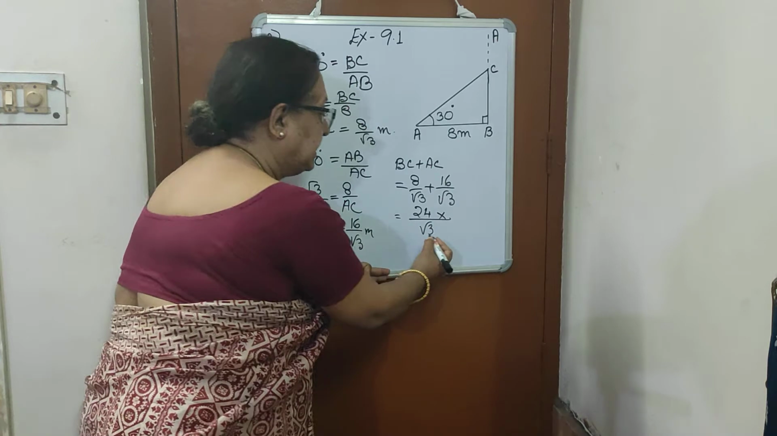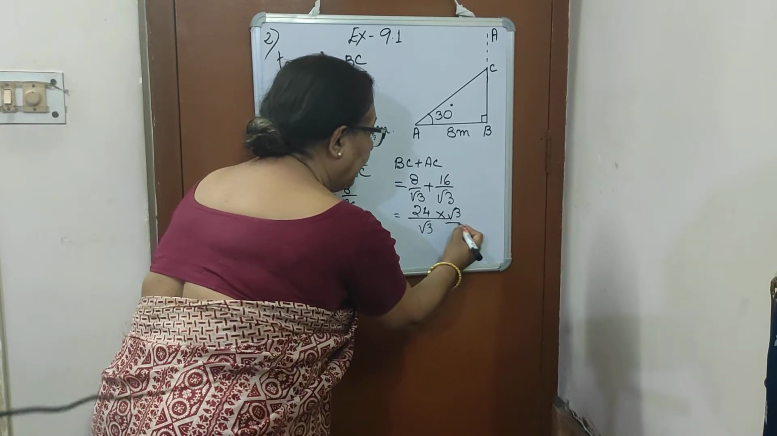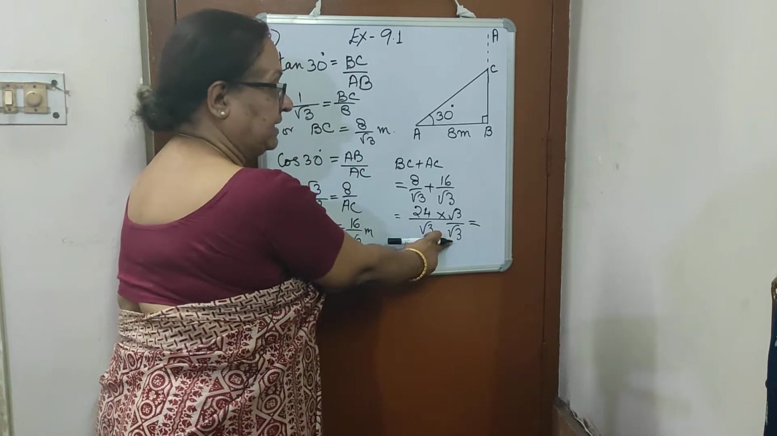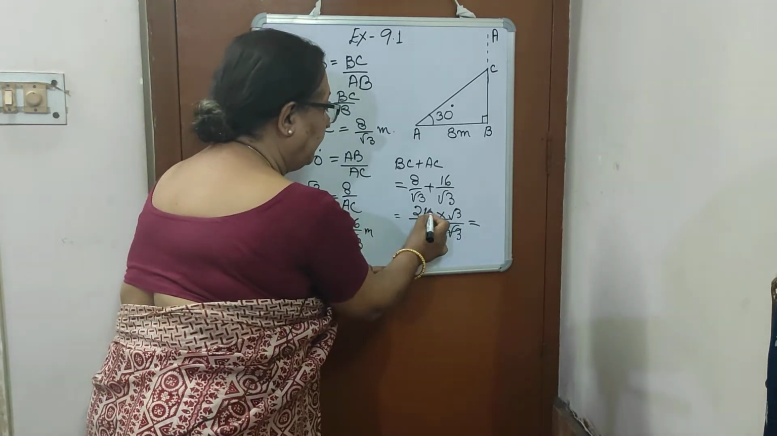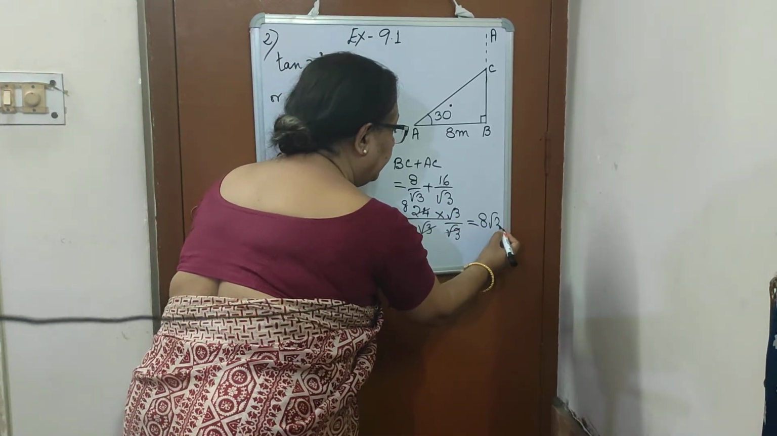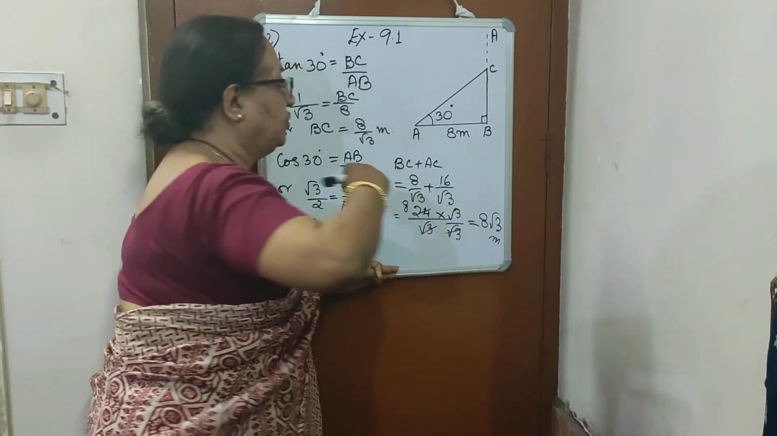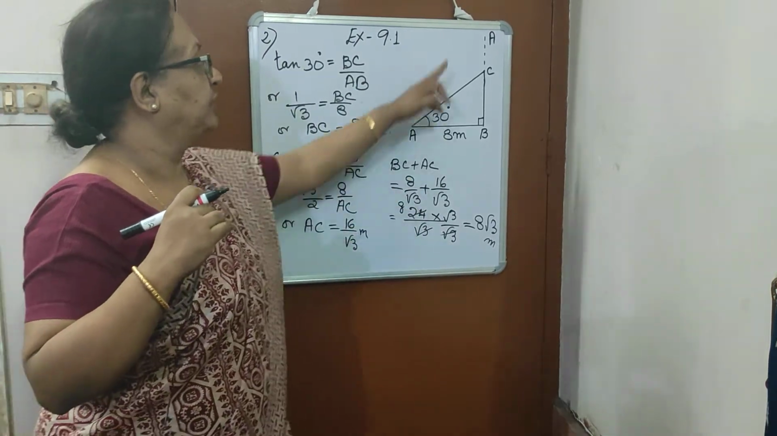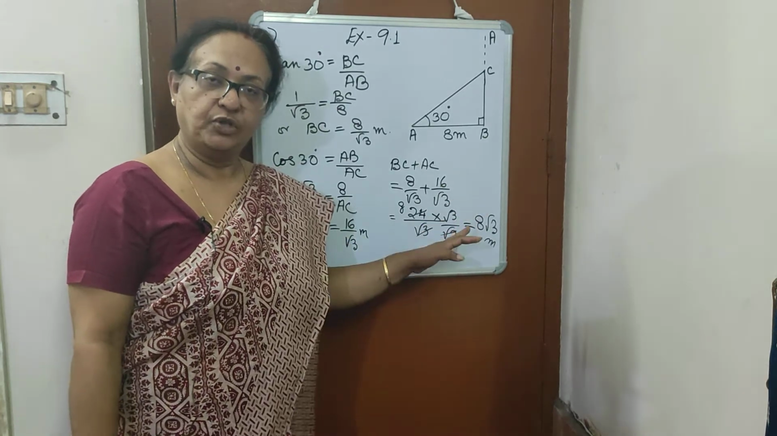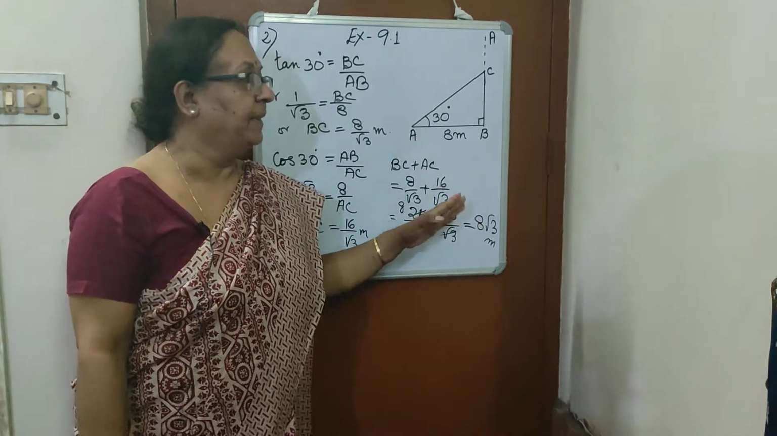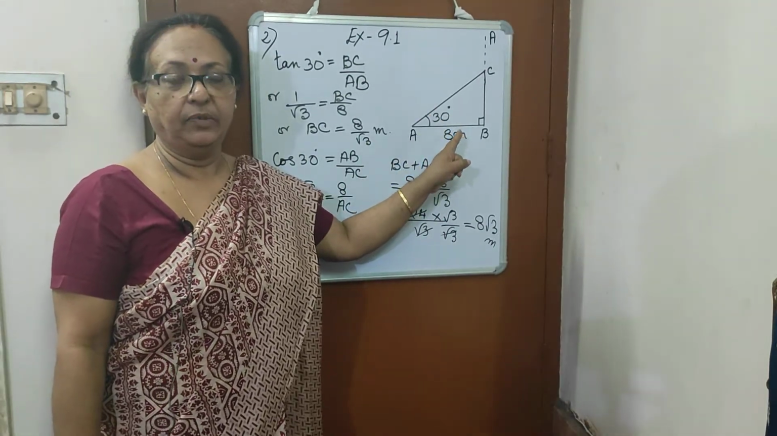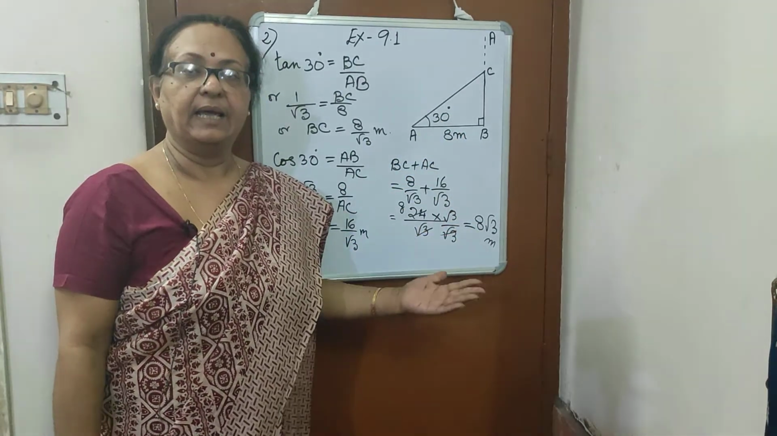We rationalize the denominator. So, we multiply and divide by root 3. Root 3 into root 3 is 3. So, you can cancel 3 with this 24, 8. So, you get 8 root 3. So, the height of the tree is 8 root 3 meters. So, understood children? So, again remember, read the question and draw the figure correctly. Okay? So, we take up another example.